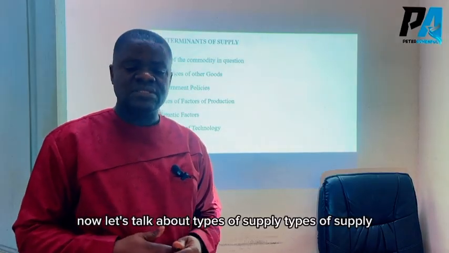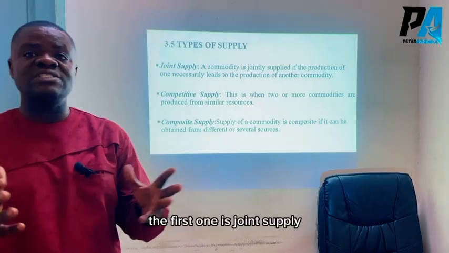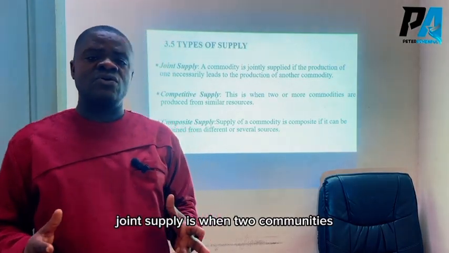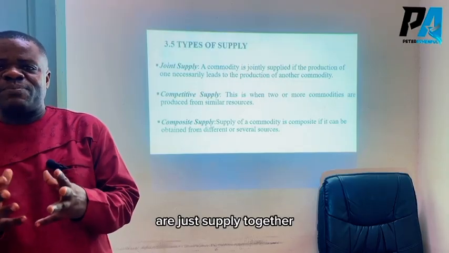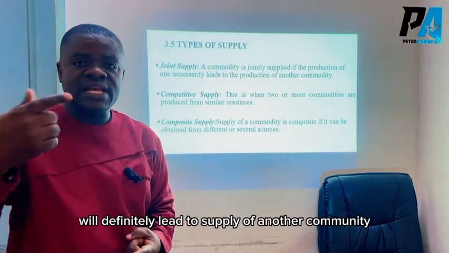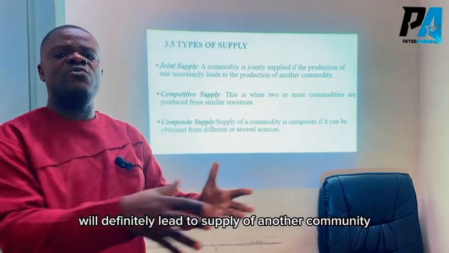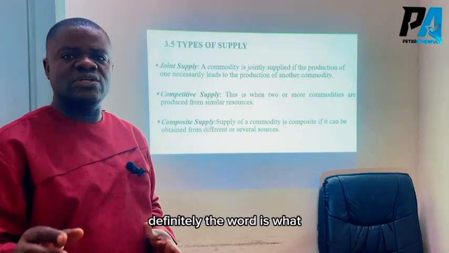Now, let's talk about types of supply. The first one is joint supply. Joint supply is when two commodities are supplied together. Supply of one commodity will definitely lead to supply of another commodity. Definitely. The word is what? Definitely.